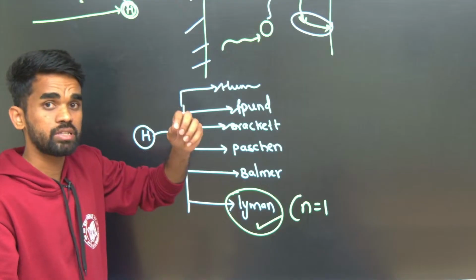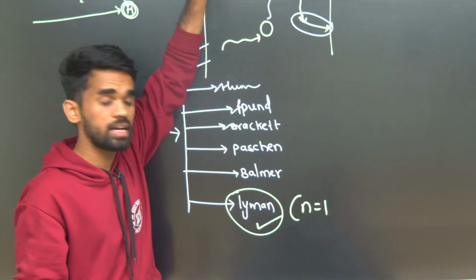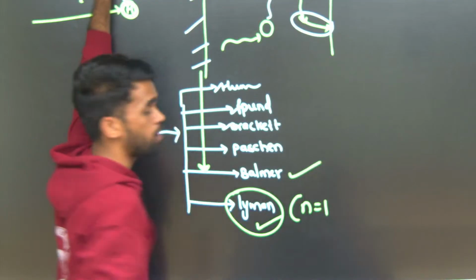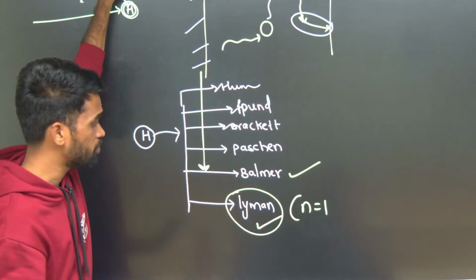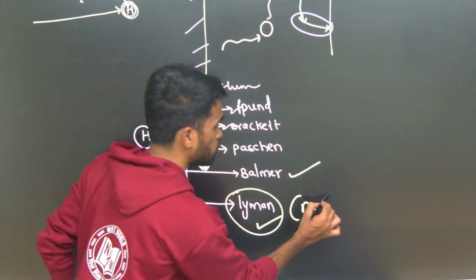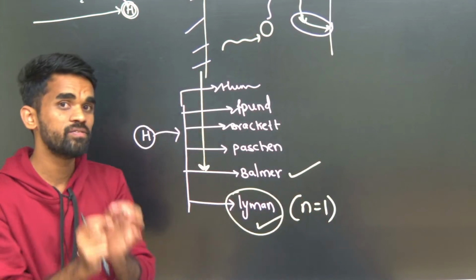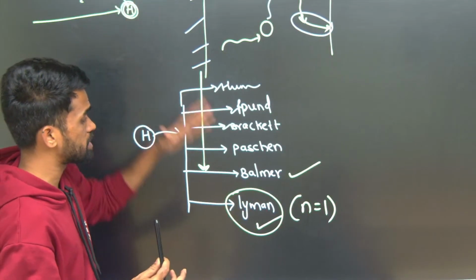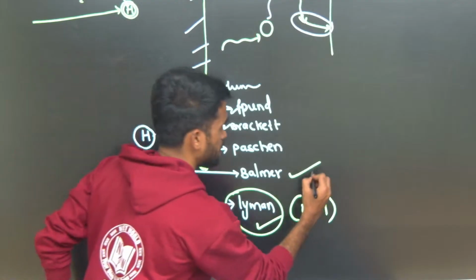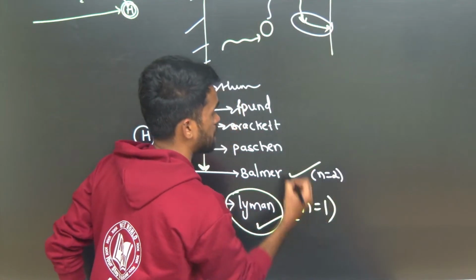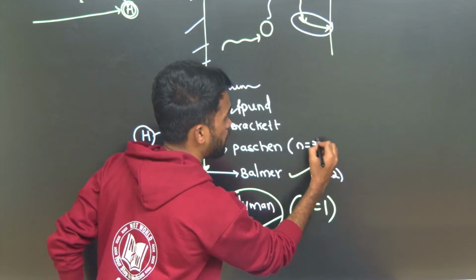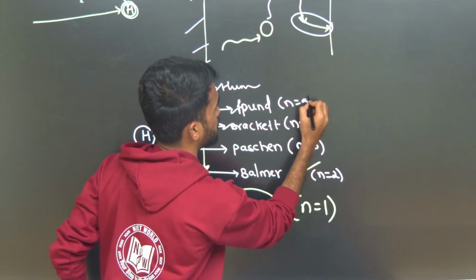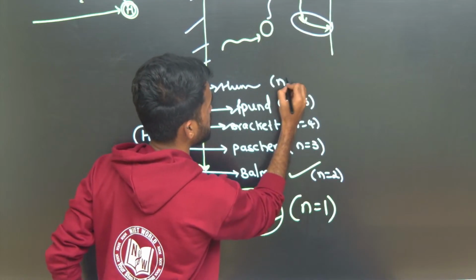And one more thing, if an electron is coming from any higher energy state to the second energy state, that line belongs to the Balmer series. Hope it is clear. From any higher energy state to the ground state, n equals 1, the lines belong to the Lyman series, and from any higher energy state to the second energy level, n equals 2, Balmer series. Similarly, n equals 3, Paschen series, n equals 4, Brackett, n equals 5, Pfund, and n equals 6, Humphreys.